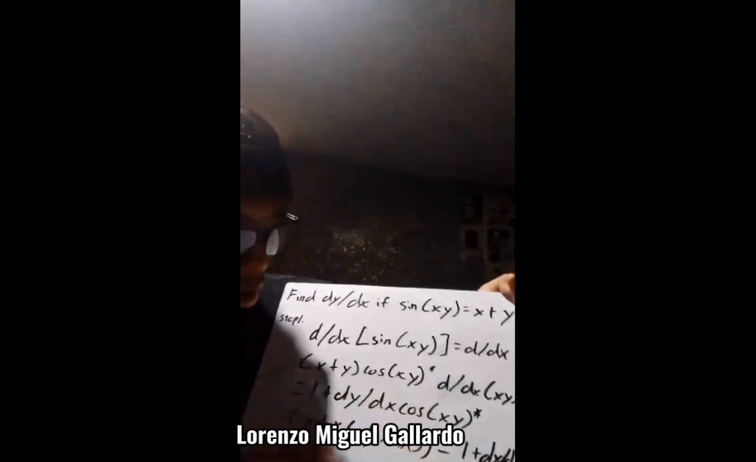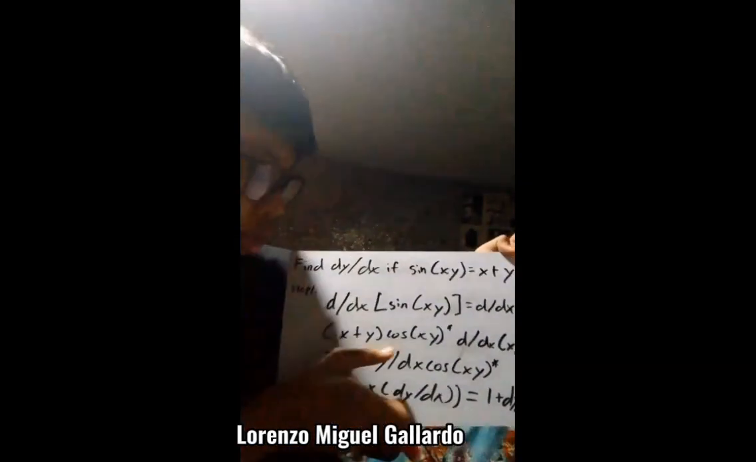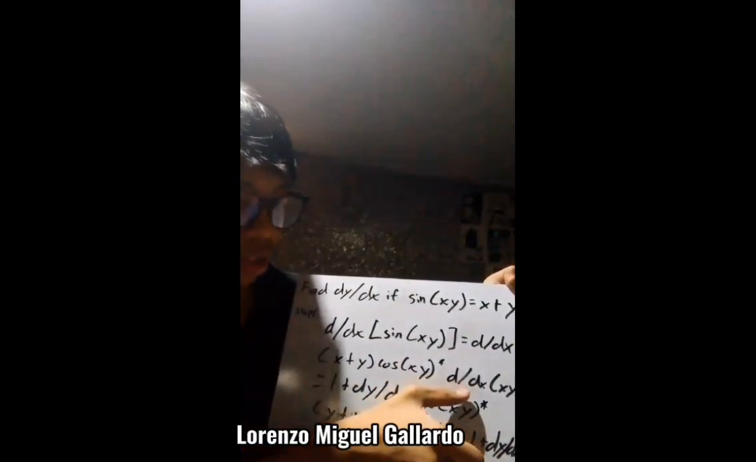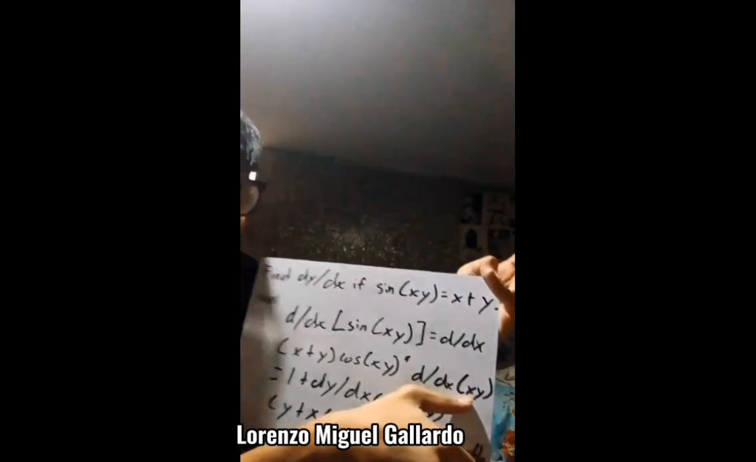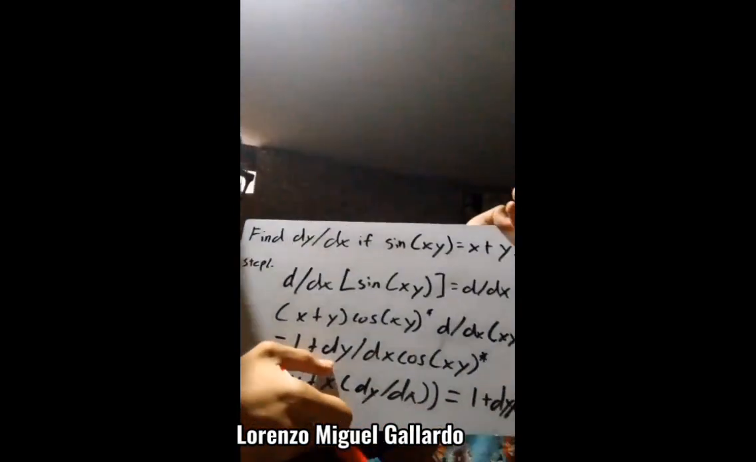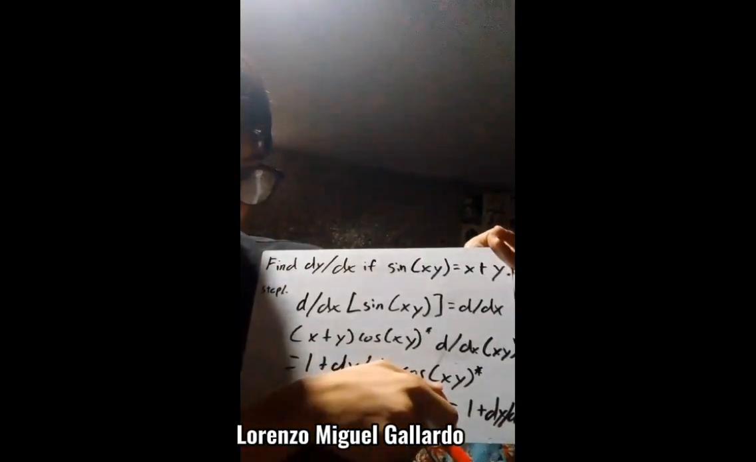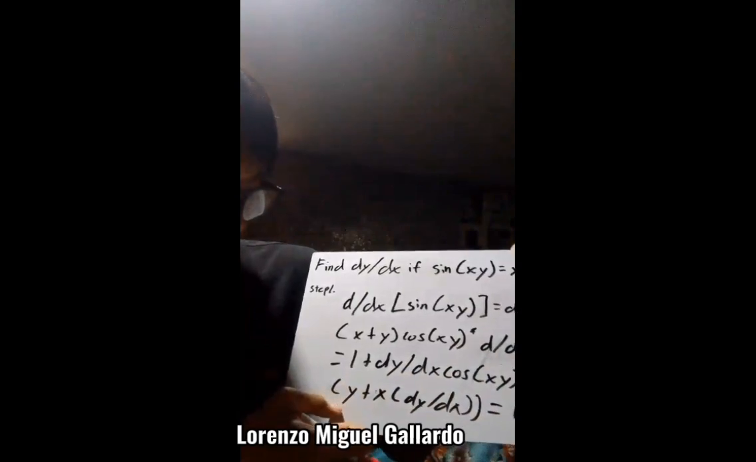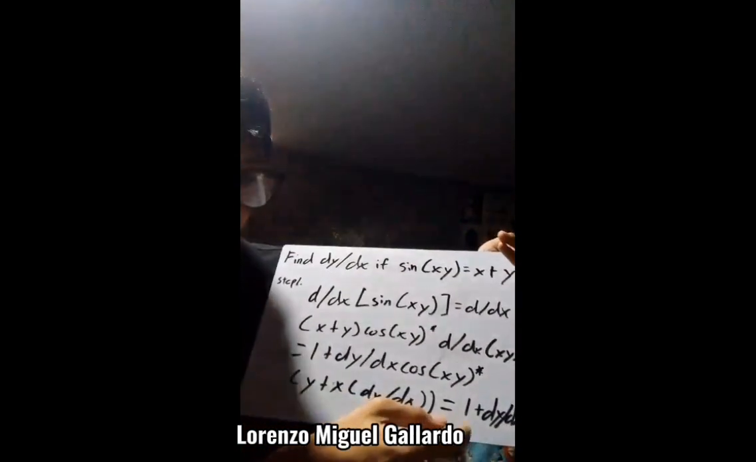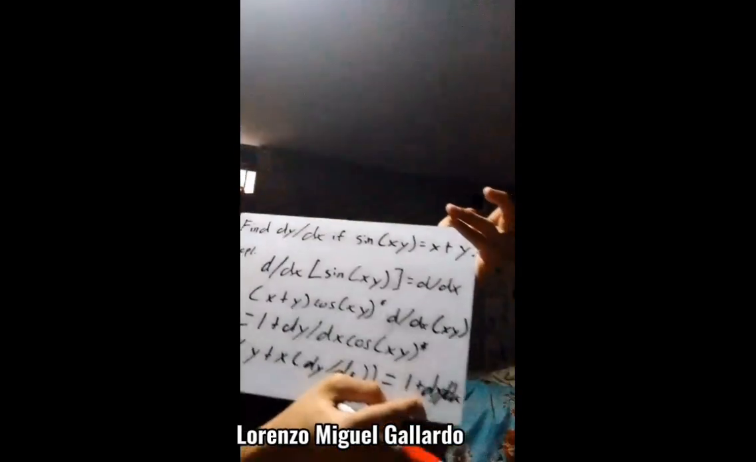And now next is cosine of xy times d over dx of xy is equal to 1 plus dy over dx. Cosine of xy times y plus x times dy over dx is equal to 1 plus dy over dx.